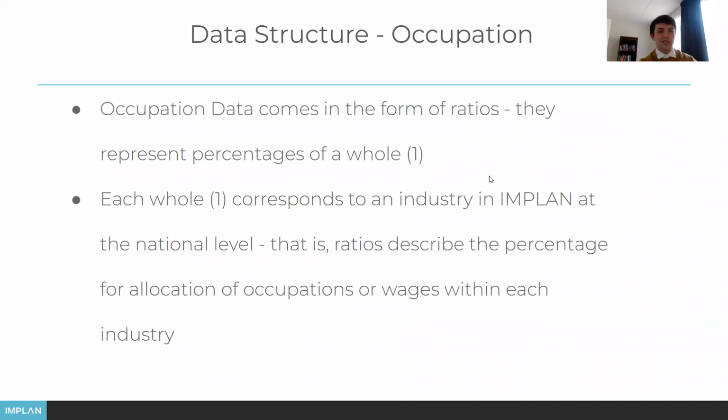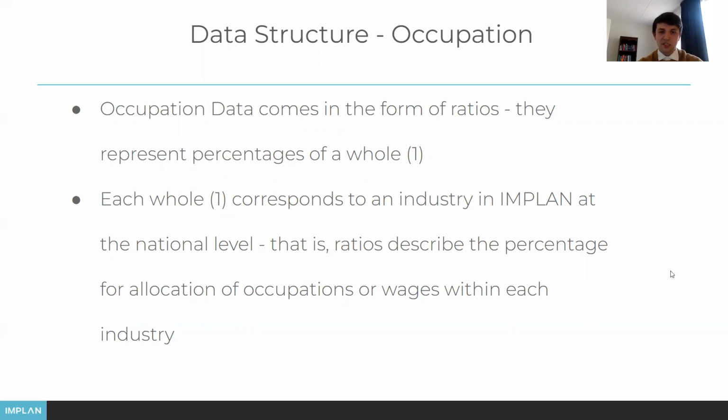So all occupation data that the data team produces is produced in the form of ratios. All the ratios that we create represent percentages of a whole, and in this case, that whole adds to 1. Each whole corresponds to an industry in IMPLAN at the national level. That is, ratios describe the percentage for allocation of occupations or wages within each industry.